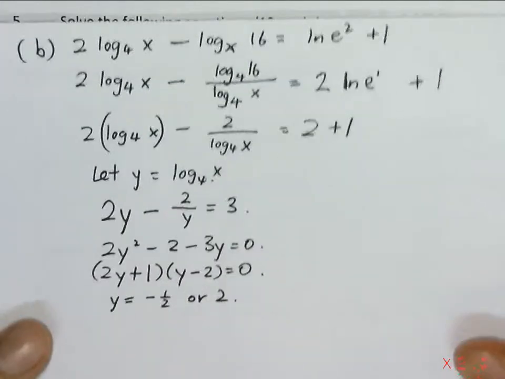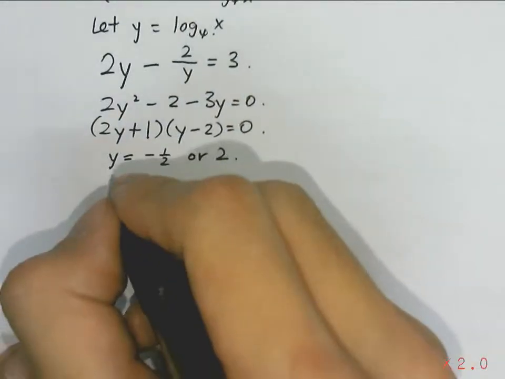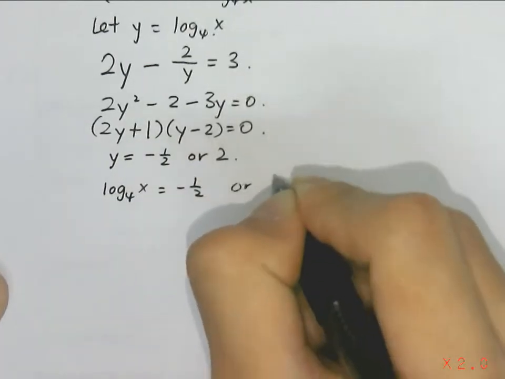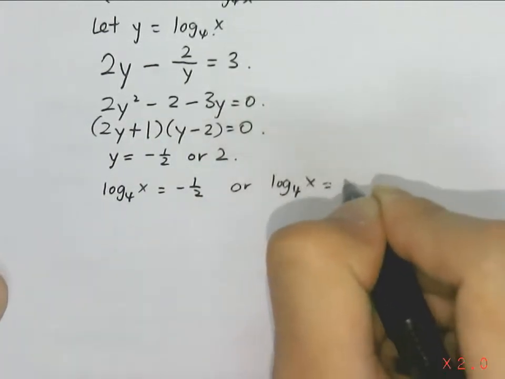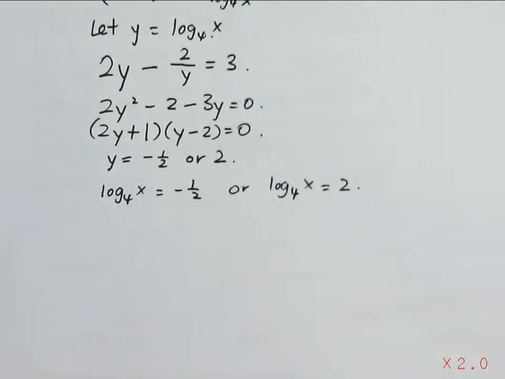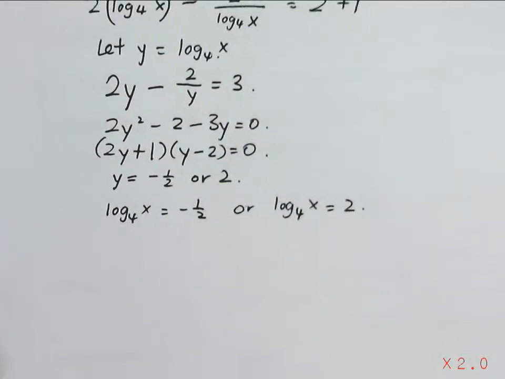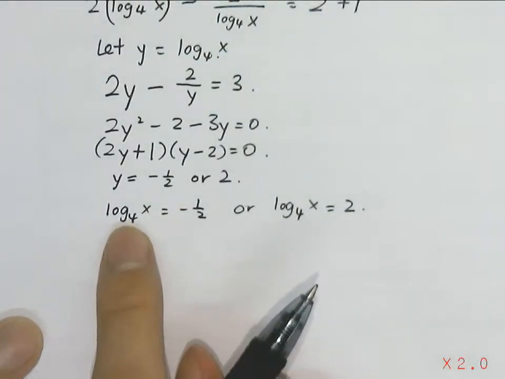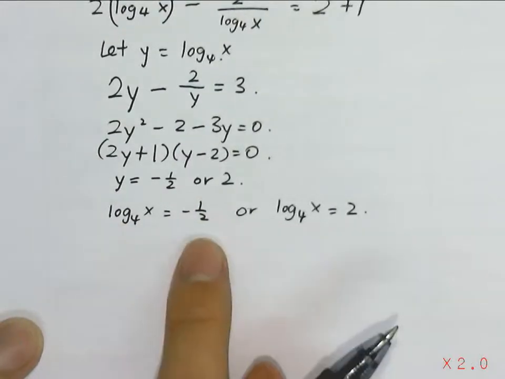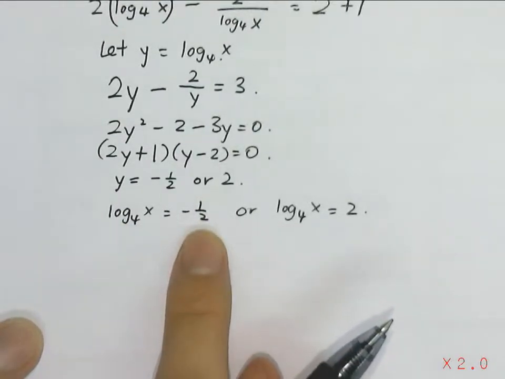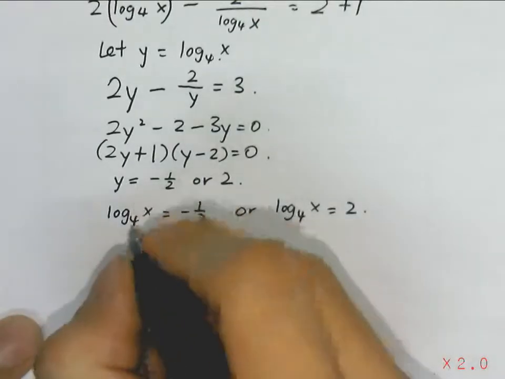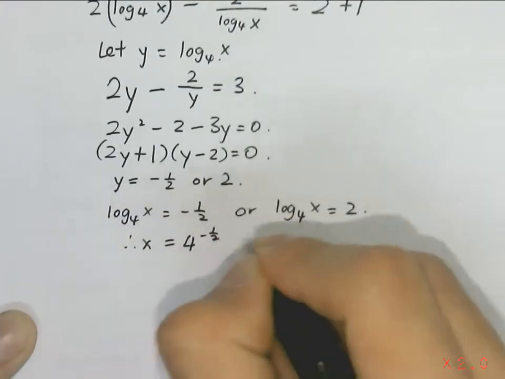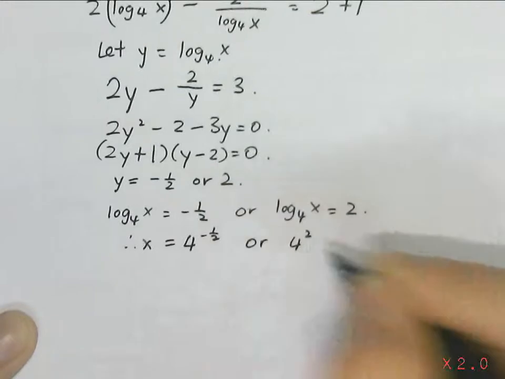So rewriting it, it will be just log x base 4 as minus half, or log x base 4 as 2. Now, since the logarithmic term represents an index, you do not need to reject this negative, because it is possible to have a negative index. So we can solve the x. So 4 to the power minus half, or 4 to the power 2.